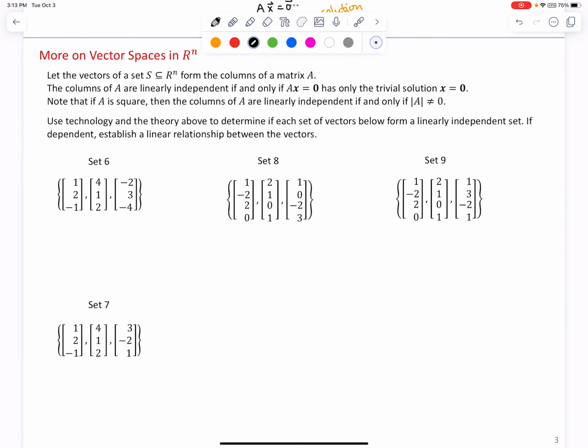Furthermore, if Ax equals 0 has only the trivial solution, if you recall from our equivalence theorem, that suggests something about the matrix A, if A is square, that its determinant is non-zero. So if A is square, then the columns of A are linearly independent if and only if the determinant of A is non-zero. So we can use the determinant to determine whether the columns of A form a linearly independent set or not.